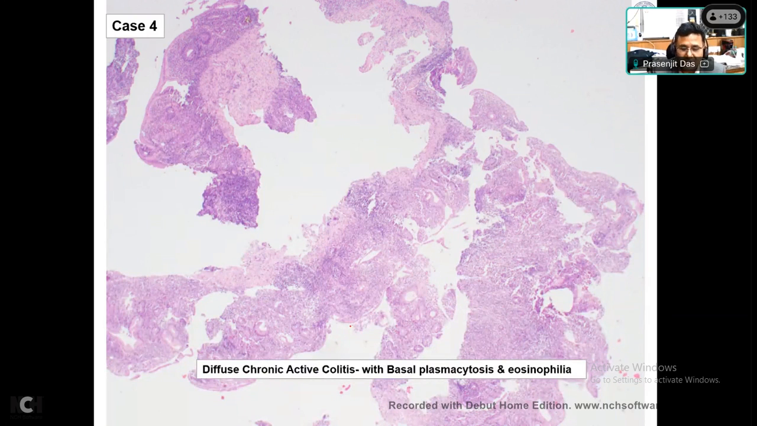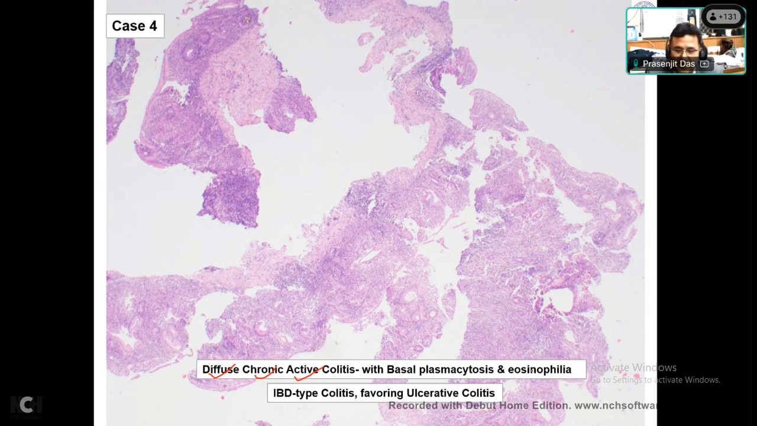So in case 4, what was our morphological interpretation? I divide my interpretation into different parts. For any histological case, you have to first identify morphologically what you have seen. So this is a diffuse, chronic, active colitis with basal plasmacytosis and eosinophilia. Based on my background knowledge, I will say this is IBD type of colitis. And which type of colitis can you further classify? I have already written ulcerative colitis because all of you know it is a diffuse disease, and basal plasmacytosis is a consistent feature across most of the fragments.